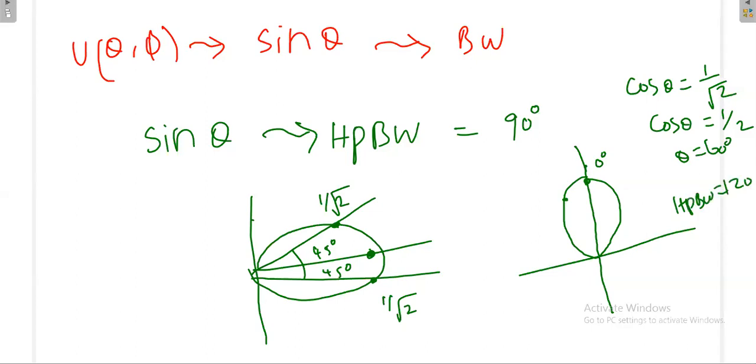So first you have to be careful: is it given for the electric field or for the power? You have to be a little bit careful there. But whenever U(θ, φ) is given, that is generally for power. Okay, please look at that carefully, sir.